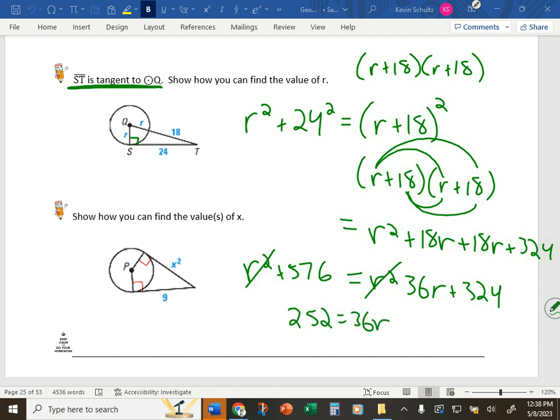I just don't understand how you got the r squared. Divide by 36, then we get 7 as the value for r. You don't understand how you got the r squared way up top? No, I don't understand how you got that equation. This one here? Yeah. So, knowing that this is a right angle, we can use the Pythagorean theorem. Pythagorean theorem says that one leg squared, there's our r squared, plus 24 squared. And the hypotenuse is two sections, so we had to add them together, r plus 18 squared. But we can't distribute that power because there's addition.